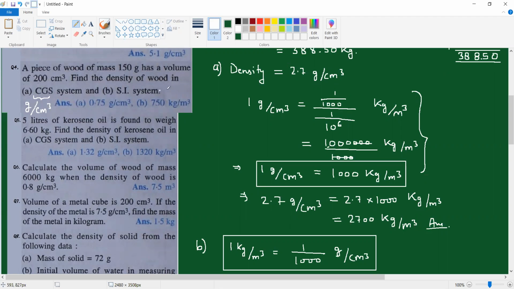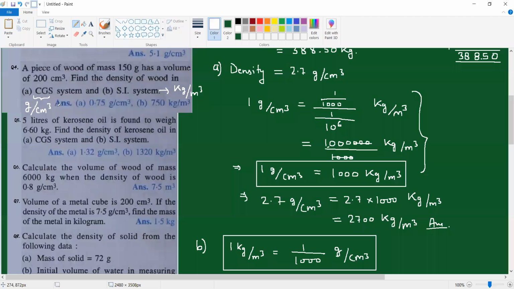And in SI system, we have the unit of density as kg per meter cube. So they are simply asking us to calculate the density of wood in gram per centimeter cube and kg per meter cube, and the units in which the information is given is CGS system. So we have to divide 150 gram by 200 and we will get the answer in gram per centimeter cube. So answer A will come.